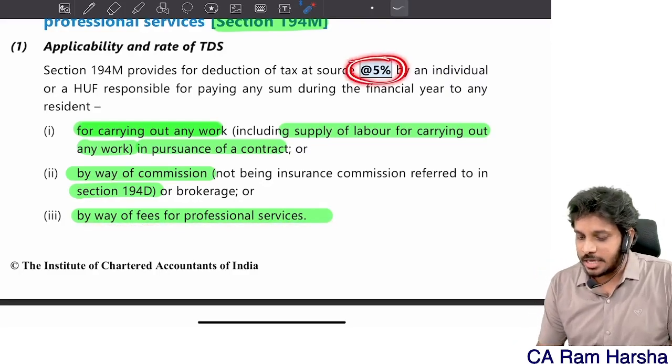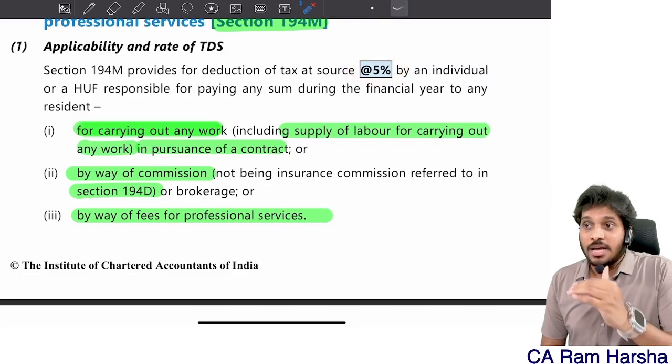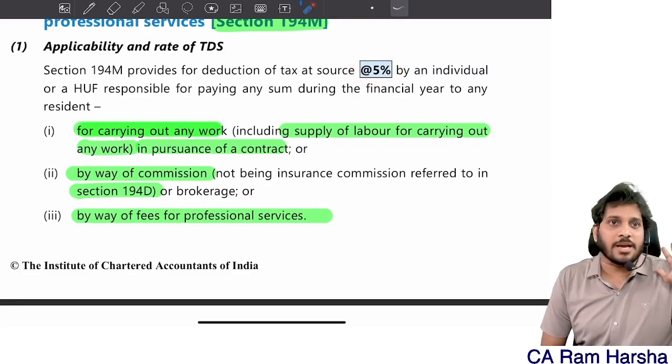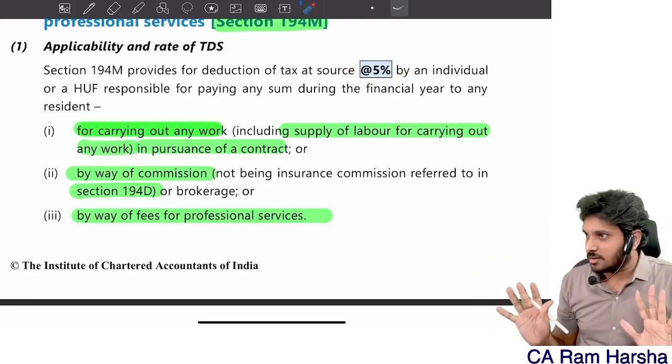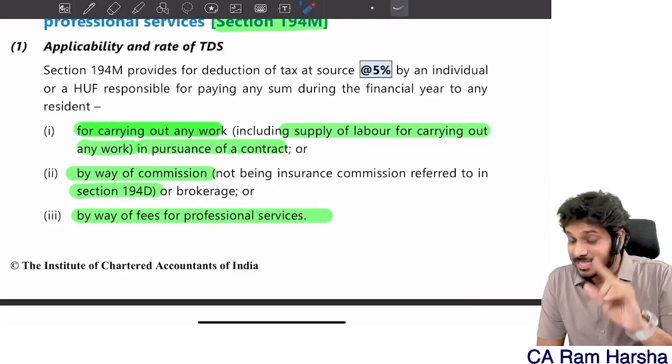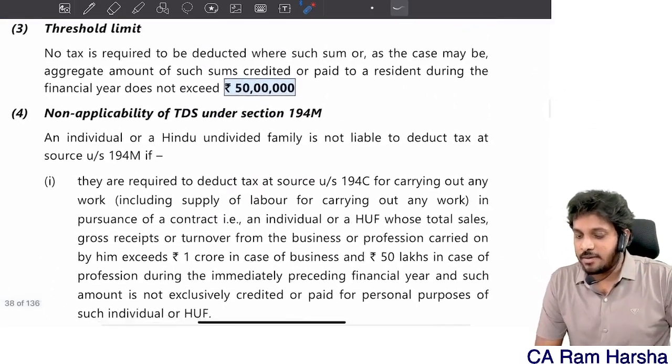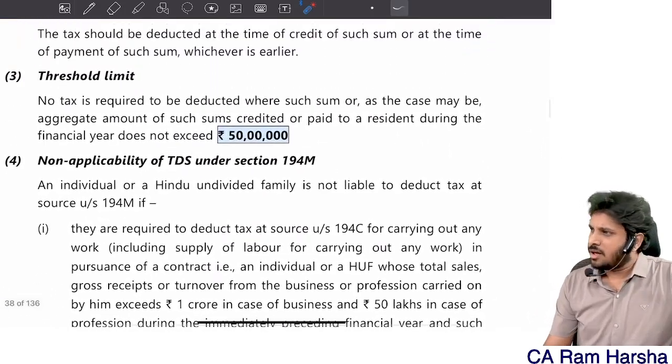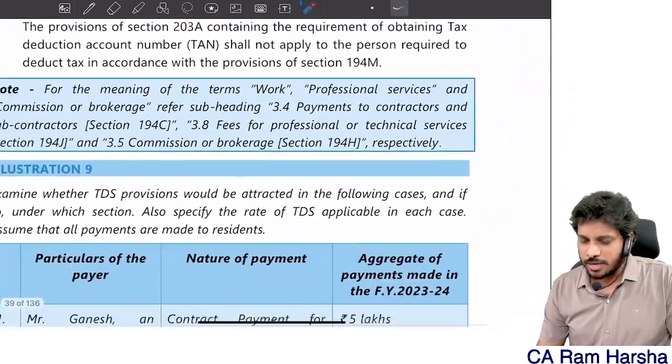Only for these 3, 5% TDS is applicable if at all an individual or HUF is paying any sum to any person exceeding 50 lakh. Exceeding what? 50 lakh. Straight away, what is the amount of TDS applicable? 5% straight away. So on this we have some problems.